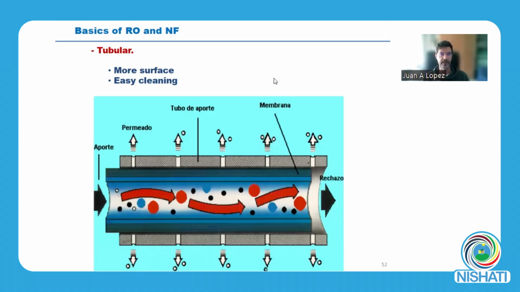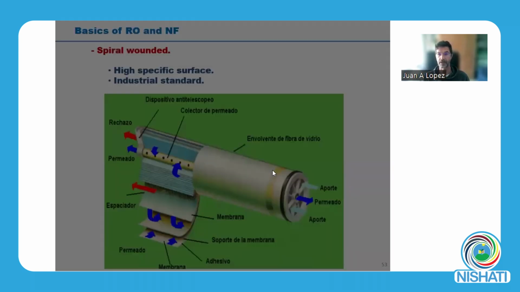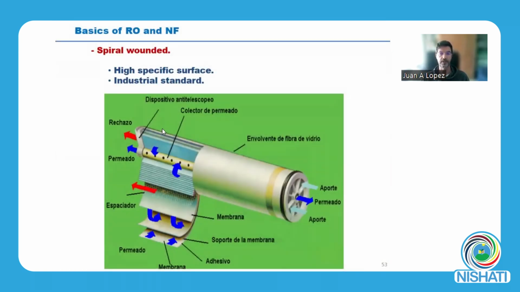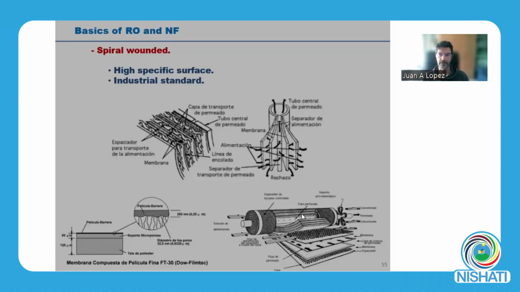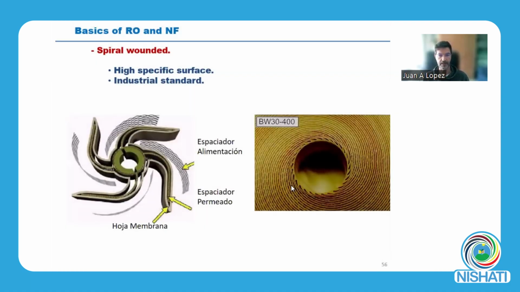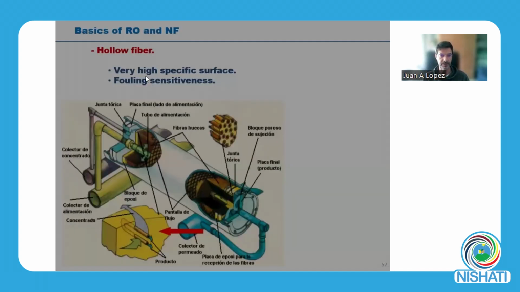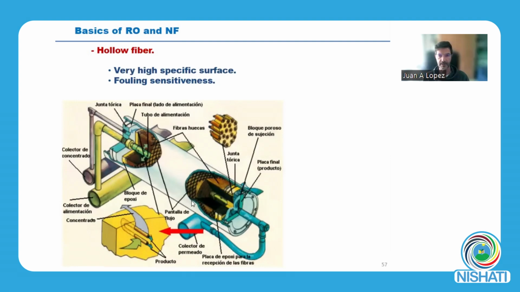We also have the tubular configuration. They are also used for very dirty waters, for instance in the agro-food industry, for treating fruit juices. Then the spiral wound membrane, which is the standard in the industry. We are going to see a short video, and you will understand. This is the configuration, formed like a spiral here.